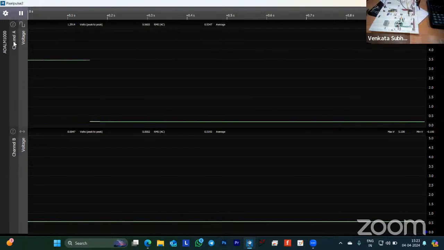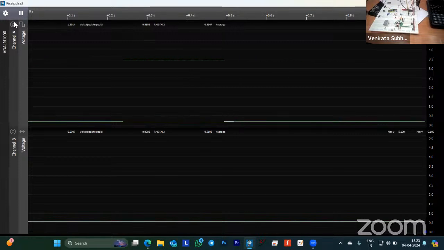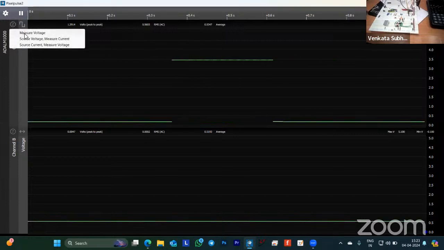No. That might be because you must change this channel A to become a measure point, not a source. Otherwise you will be sending one clock from here and the 555 will be driving another clock. So if you notice, he changed that right now. On channel A, can you just click on that, Venkat, again? Yes, you have to make it measure voltage. Yeah, I made it measure voltage only. No, then you should not see any problem.